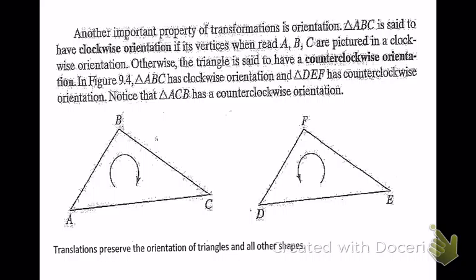In figure 9-4, ABC has a clockwise orientation. Triangle DEF has a counterclockwise orientation. Notice that ACB has a counterclockwise orientation. So a triangle can have both a clockwise and counterclockwise orientation depending on how you name it. If you name it ACB, it's got a counterclockwise orientation. Translations preserve orientation of triangles in all their shapes.